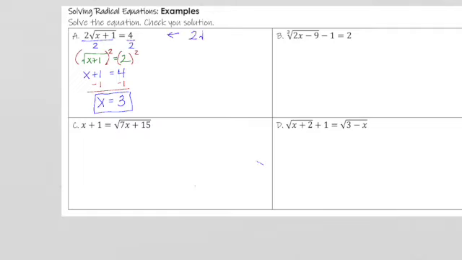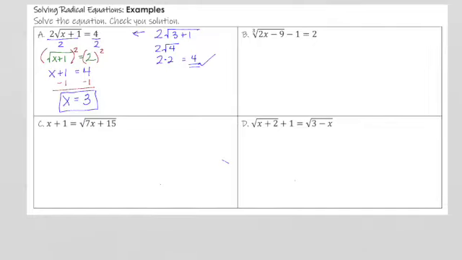So I have 2 square root of, and now x we're going to say is 3. And I want to see, do I get the 4 that it should equal? So I have 2 square root of 4, which is 2 times 2, and that is 4, and that worked out. So it checks out. This is my solution.